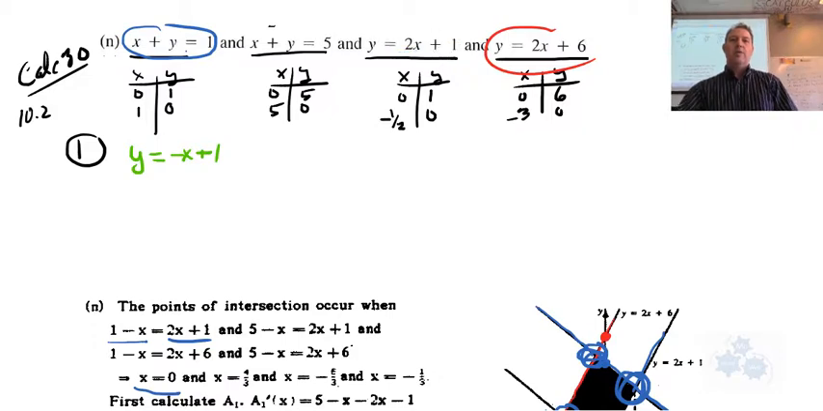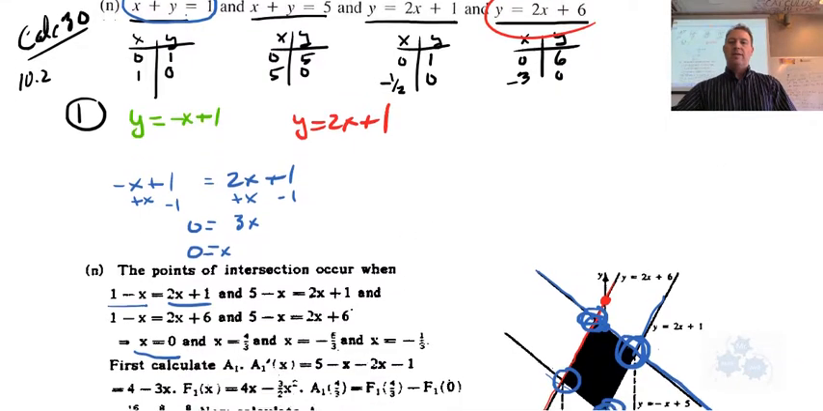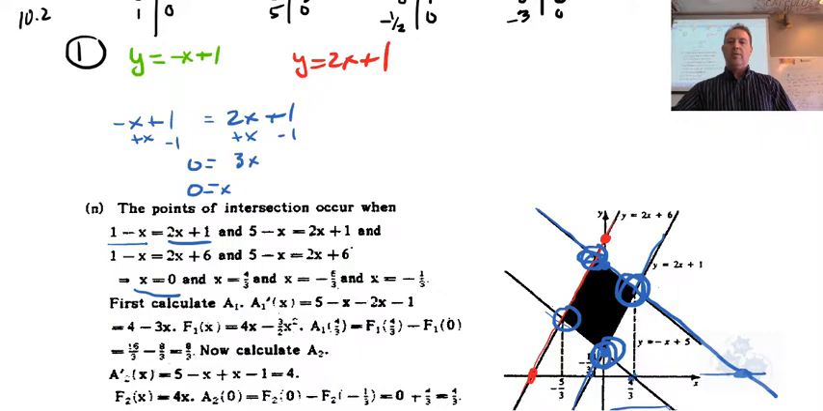Let's do the 2x plus 1. Okay. So y equals 2x plus 1. And then you simply let them equal each other. So negative x plus 1 equals 2x plus 1. Let's add x to both sides. You get 3x over here. Let's subtract 1 from both sides. Equals 0. x equals 0 divided by 3 is 0. So the intersection point there would be x equals 0 right here.